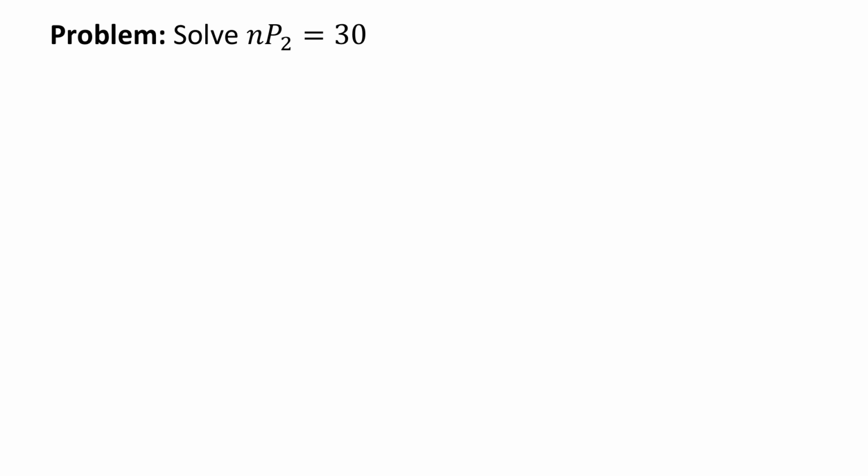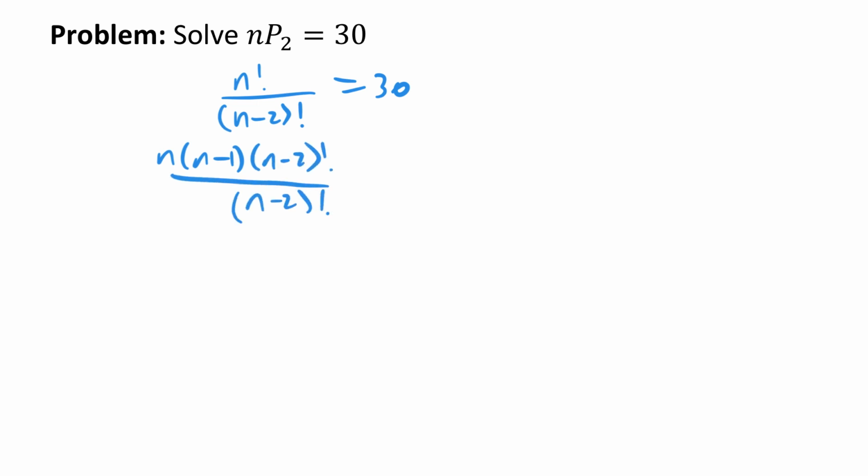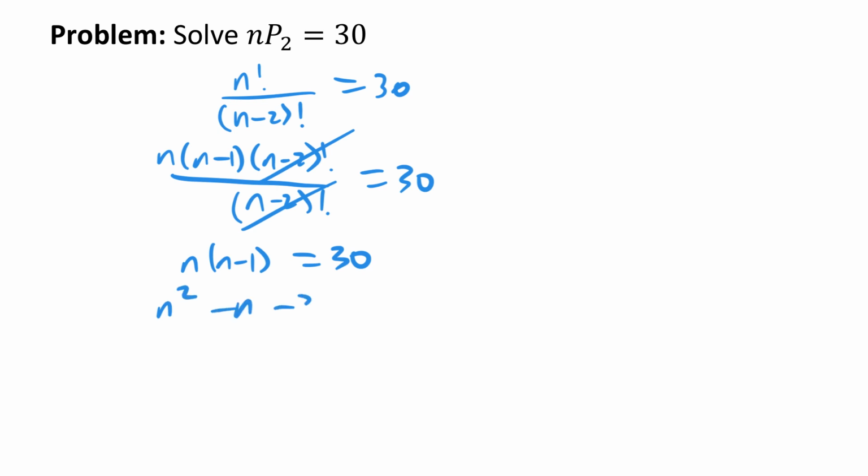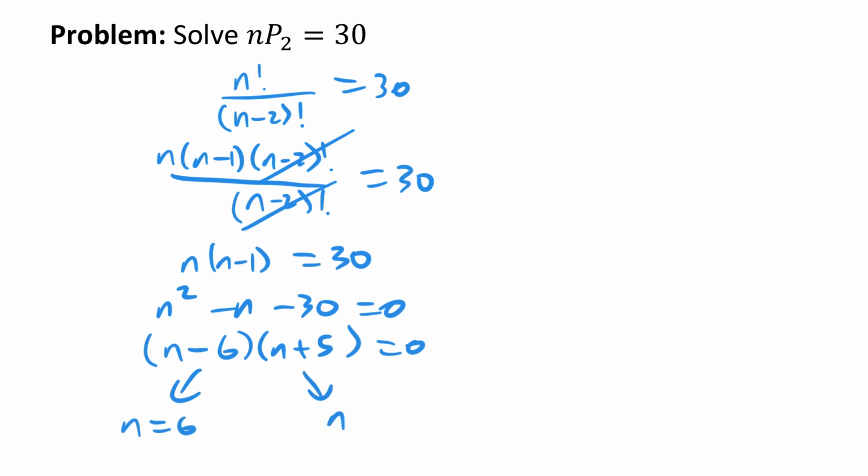All right, one more. We have nP2 equals 30. So I'd encourage you to pause the video and give this a try. All right, so we get n factorial over n minus 2 factorial equals 30. And n minus 1 times n minus 2 factorial over n minus 2 factorial equals 30. Cross off the factorials. n times n minus 1 equals 30. n squared minus n minus 30 equals 0. n minus 6, n plus 5. n equals 6. n equals -5.